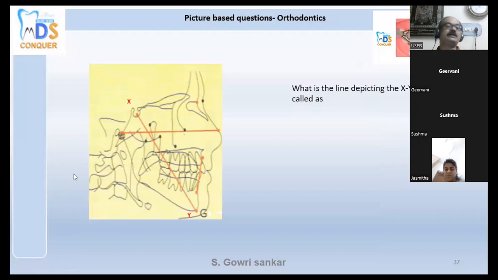Both gonion and gnathion are constructed points. According to the sum, gonion angle they will take. Actually, gonion point doesn't exist. Gonion angle will be there.